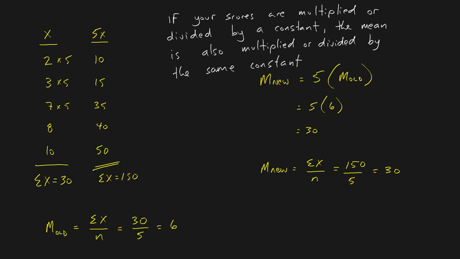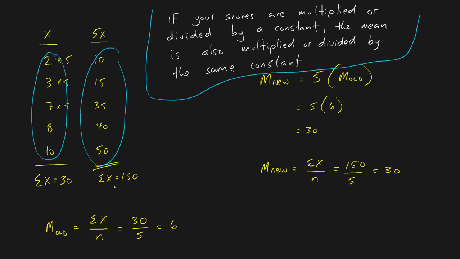So that's what happens when you multiply or divide your original scores to get a new set of scores. You don't have to go through and do all the math again. You can simply perform the same process: just do 5 times the mean to get your new mean.